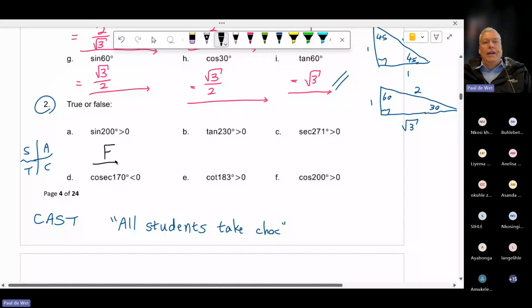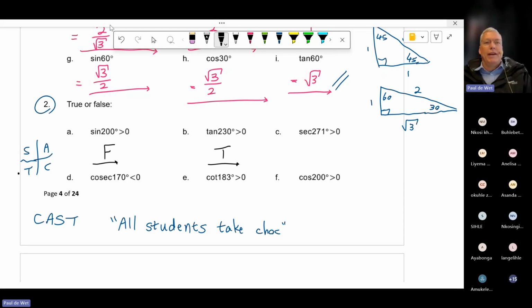Okay, tan of 230. Tan of 230 is positive, true or false? True, well done. All right, guys, tan of 230, we're over here. Tan is positive there.